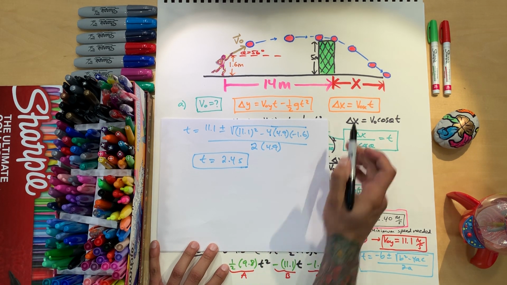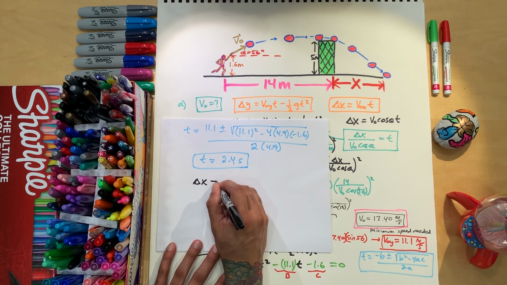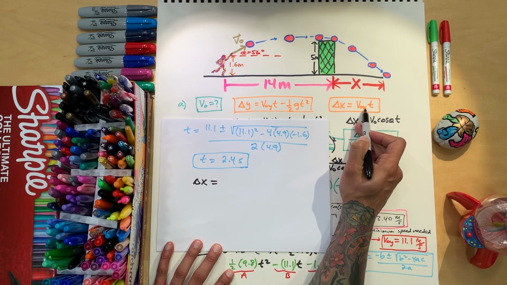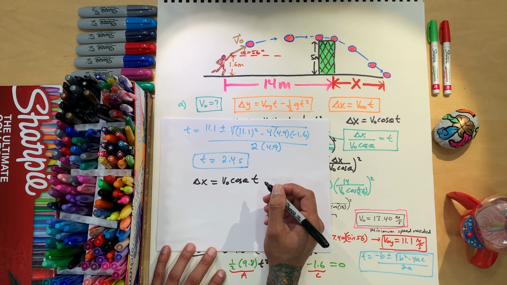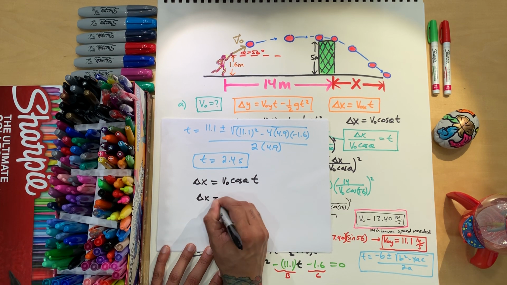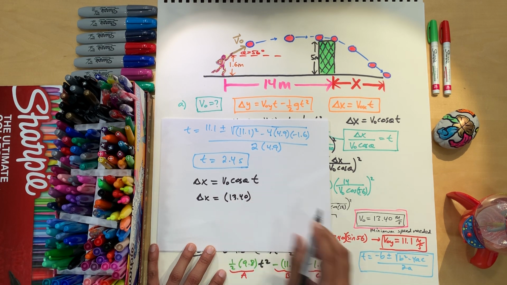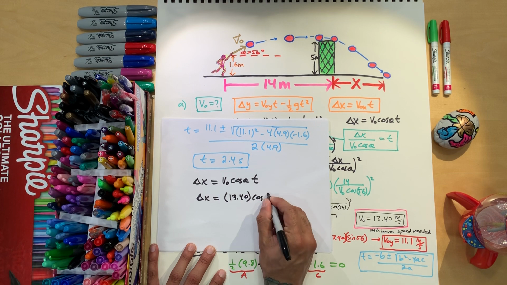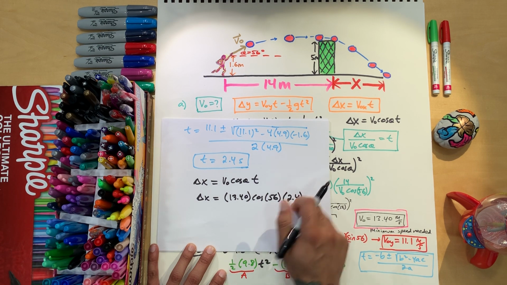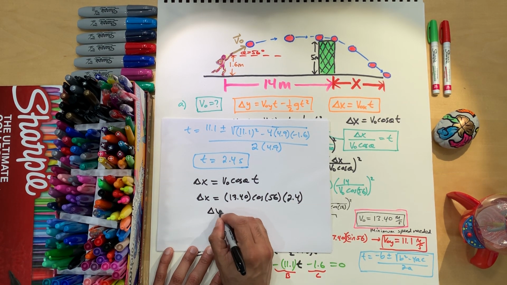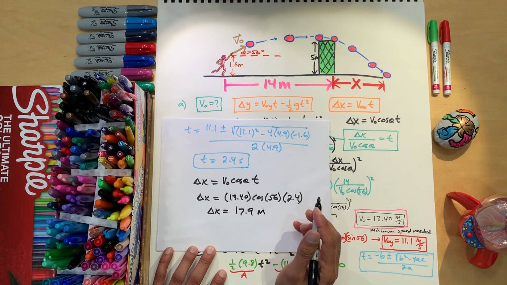We have delta x is equal to, let's rewrite this, v initial cosine of theta times time. Plugging in the values, delta x is equal to the initial velocity, which is 13.4, which we calculated, times cosine of 56, times the time, which is 2.4 seconds. Putting that in the calculator, we get 17.9 meters.